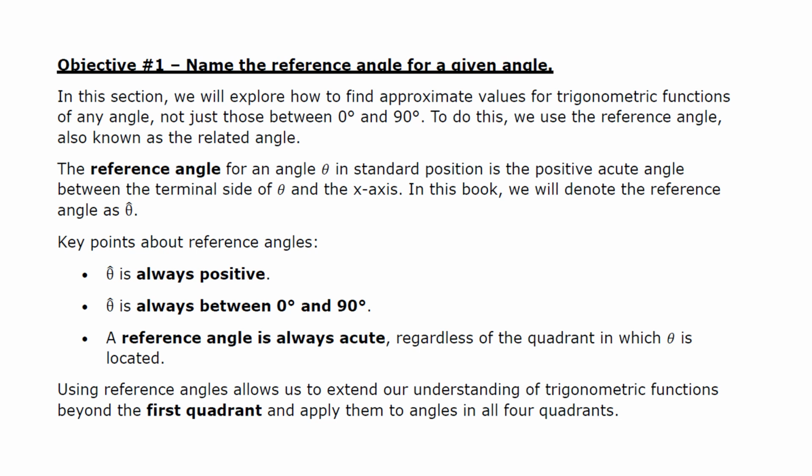Key components about reference angles. Theta hat is always positive. Theta hat is always between 0 degrees and 90 degrees. And a reference angle is always acute, regardless of the quadrant in which theta is located. So using reference angles allows us to extend our understanding of trigonometric functions beyond the first quadrant and apply them to angles in all four quadrants.